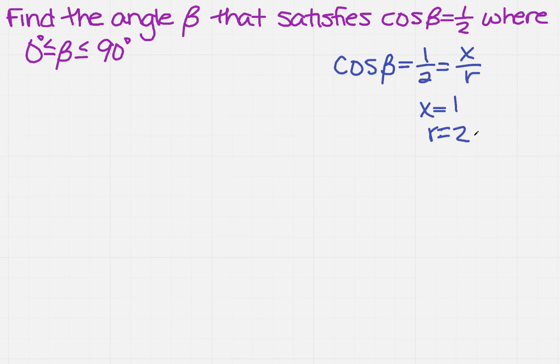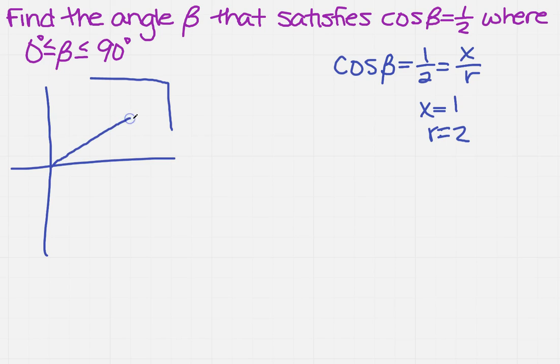Okay, so how's that going to help me? Well, if I have my axes, I know if it's between 0 and 90, it's going to be in the first quadrant. So what it's saying is that I've got this angle, which we don't know what it is right now, that comes out, and I go 1 over on the x. I know that r is 2.